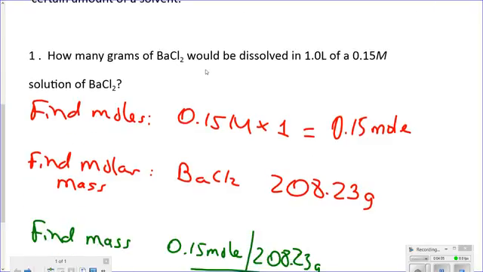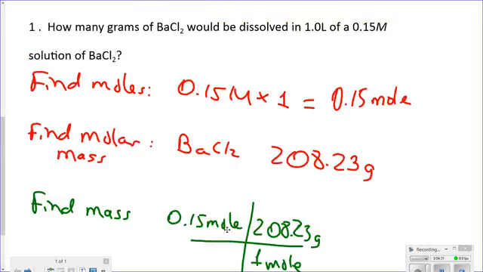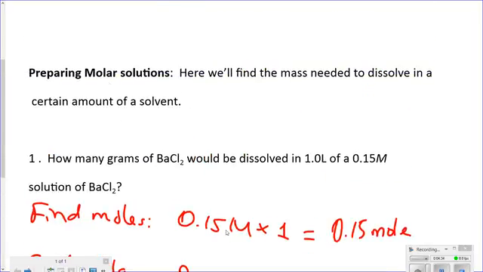After that, I found the mass of the compound, molar mass. 1 barium plus the mass of 2 chlorines gives me 208.23 grams. From this mass, I found the moles. Moles found times the mass over 1 mole, which is standard, gives me 31.23. Therefore, if the question says find the grams of the compound given the molarity and the liters, this is how you do it.